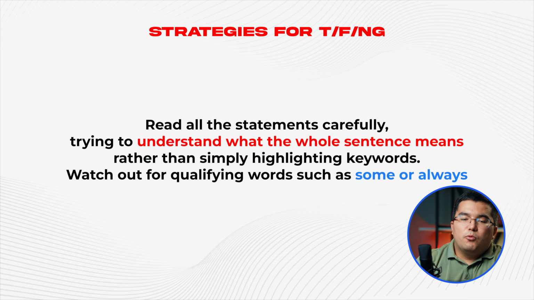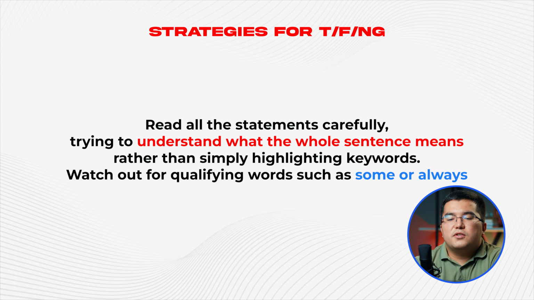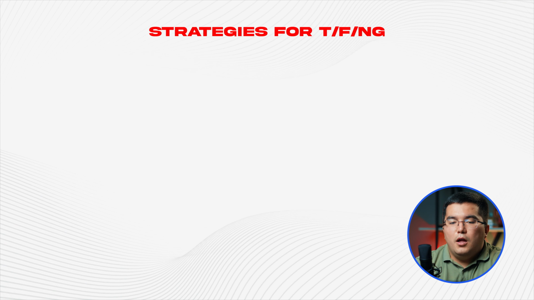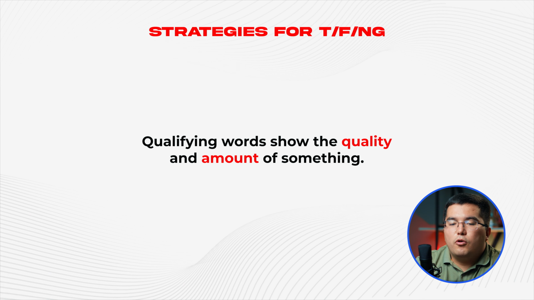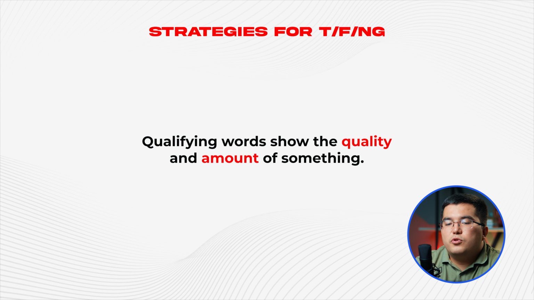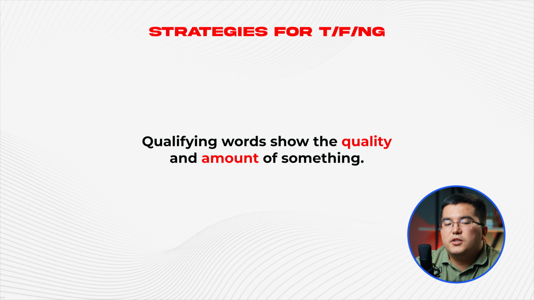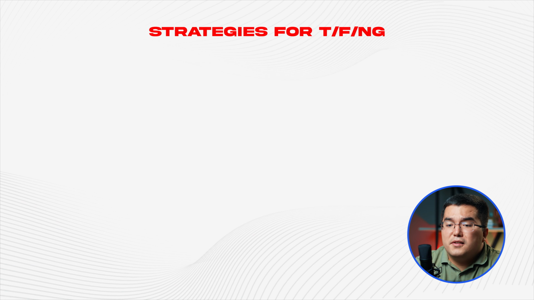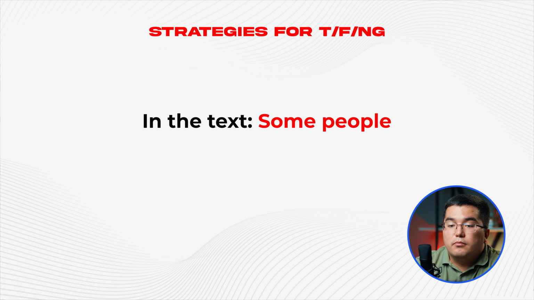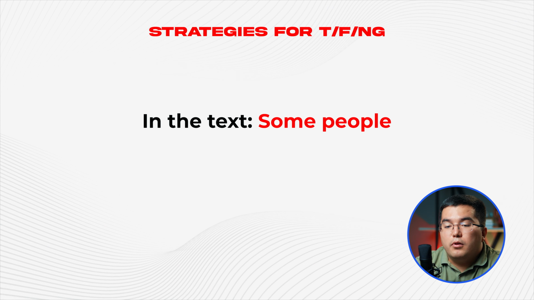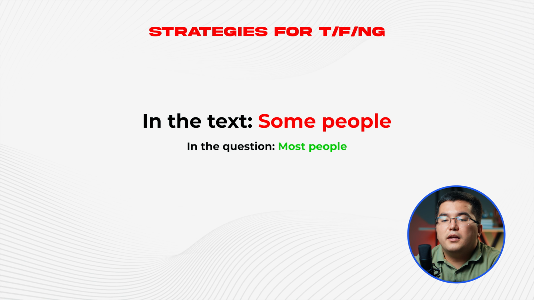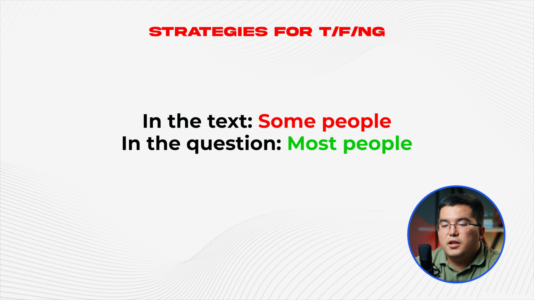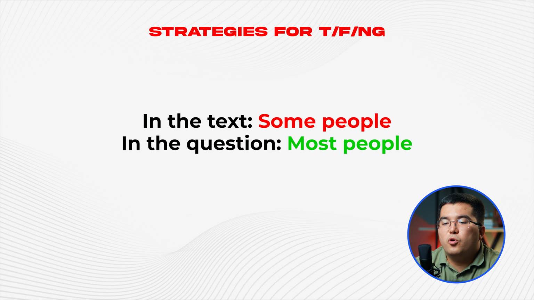Now, here we say, watch out for qualifying words such as some or always. Do you know what qualifying words are? They show the quality of something. They can also show the amount of something. Let me give you an example. In the text, they say some people. But in the question, I have most people. In the text, I have some people. In the question, I have most people.